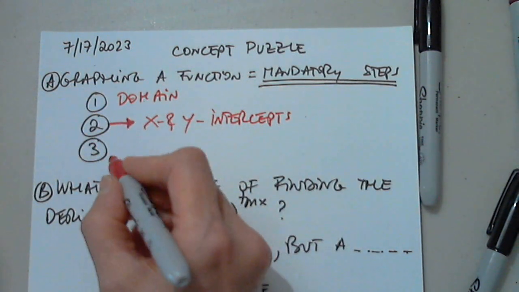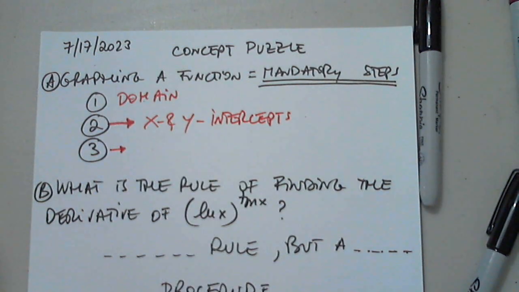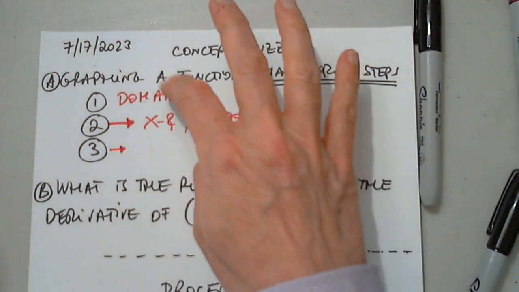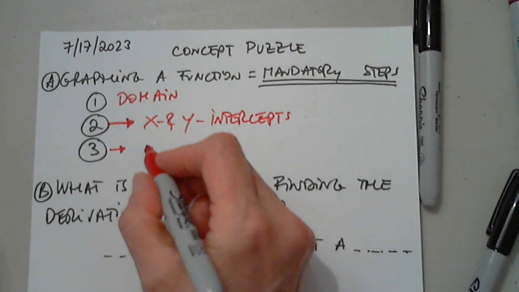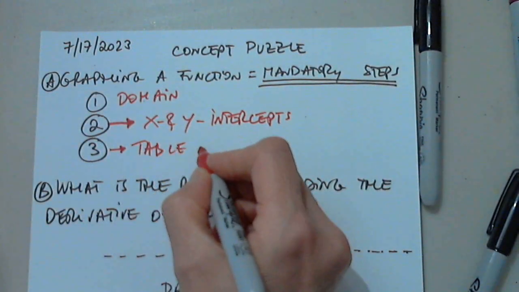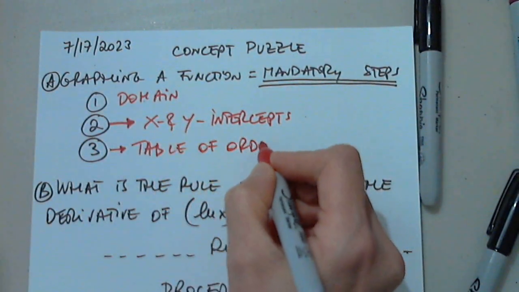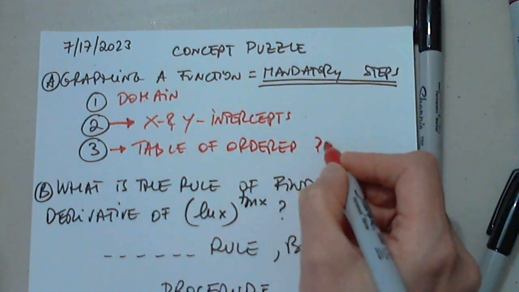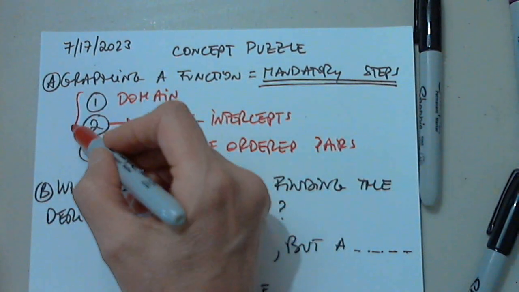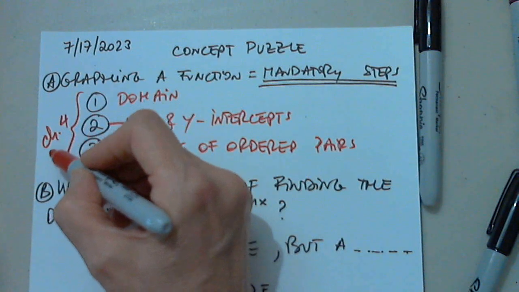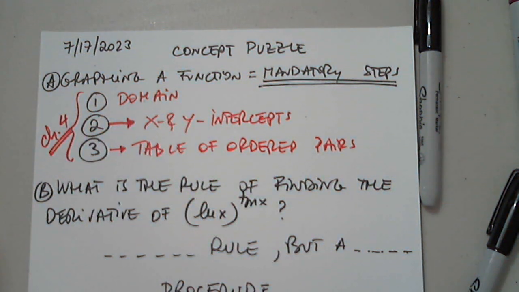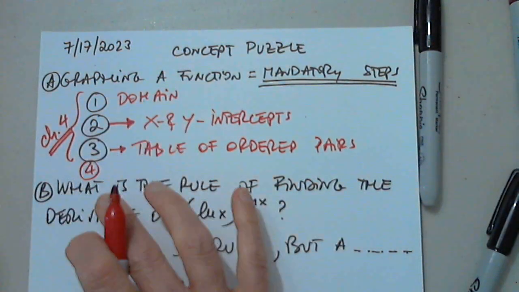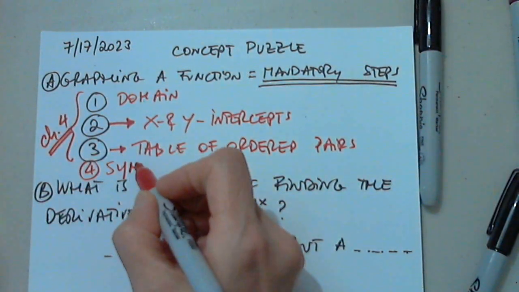Okay, then what is the mandatory step? After domain, I will help you with this one, the table of ordered pairs. I want to establish this now because this is important for chapter 4 that we have to start on Thursday. Okay, so these are the mandatory. I can add number 4, which I will discuss. It's called symmetry.